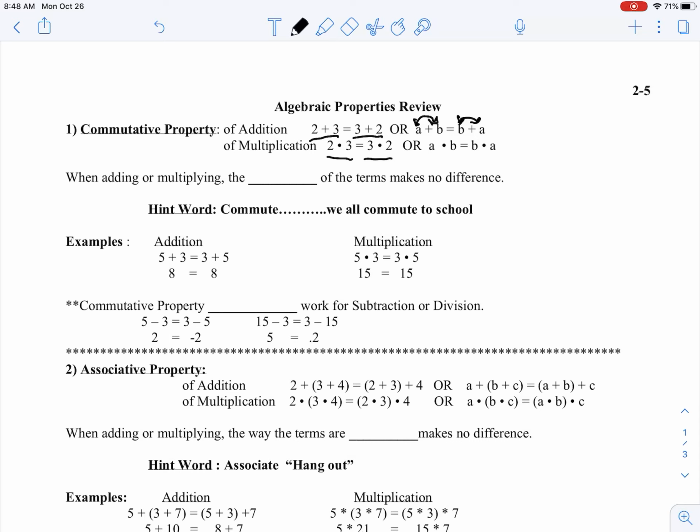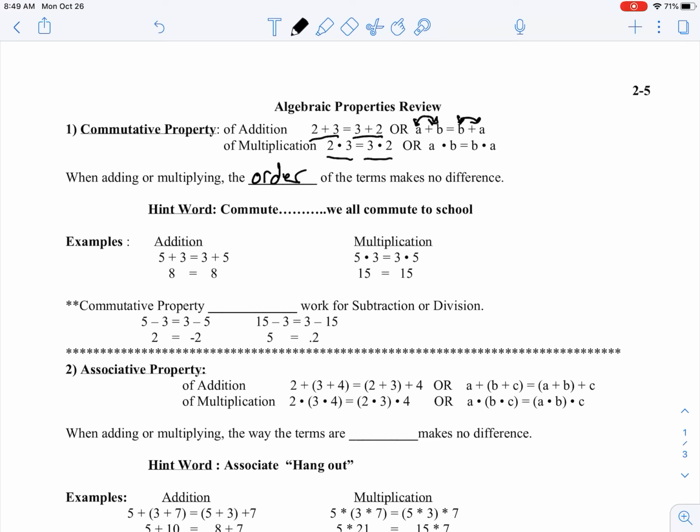So that's saying that we can just flip-flop things. When we're adding or multiplying, the order of the terms does not make a difference. The word commute actually means to travel to. We all commute to school, so we switch our position from home to school and then back at the end of the day. So commute, commute, commute. We can swap things around and it does not change it.